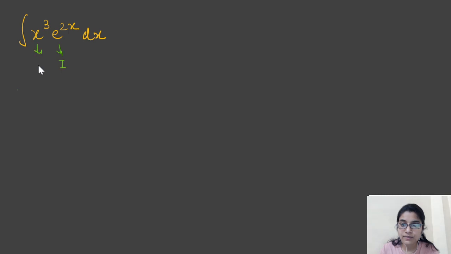Suppose we have x cube e raised to the power 2x dx. We have to integrate it. So we will be using by parts, and for that we will choose the function which we need to integrate and which we need to differentiate with the help of ILATE.